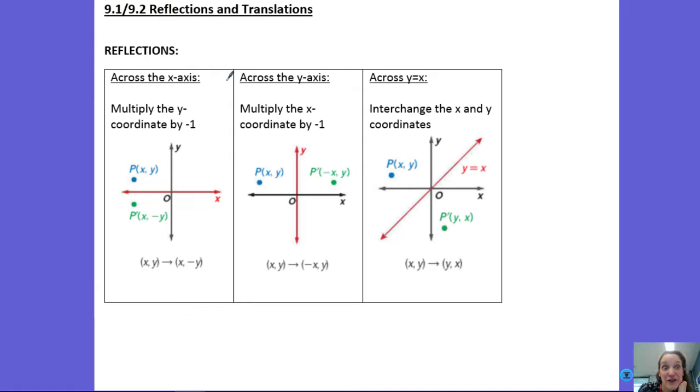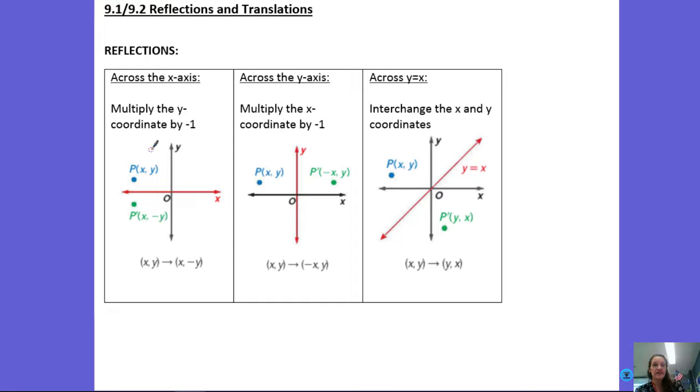Today we are taking ordered pairs and reflecting them across different lines. So to reflect across the x-axis, which is that horizontal axis, you are just changing the y value. The y value of your point tells you if it's above or below the x-axis. If it's positive, it's above. If it's negative, it's below.